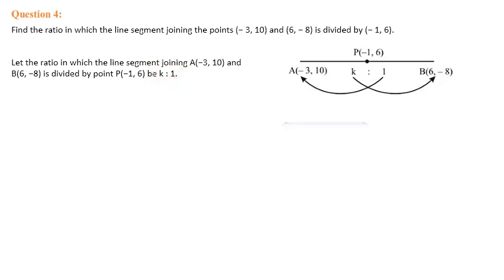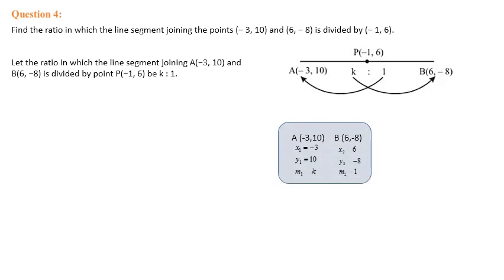That is fine. Then we have to write x1, y1, m1, x2, y2, m2. So here A is the first point. Here x1 is -3, y1 is 10 and m1 is k. And when you take B (6, -8), x2 is 6, y2 is -8 and m2 is 1. So we have to use the section formula only here: (m1 x2 plus m2 x1) by (m1 plus m2), (m1 y2 plus m2 y1) divided by (m1 plus m2). These are the coordinates of P on AB.